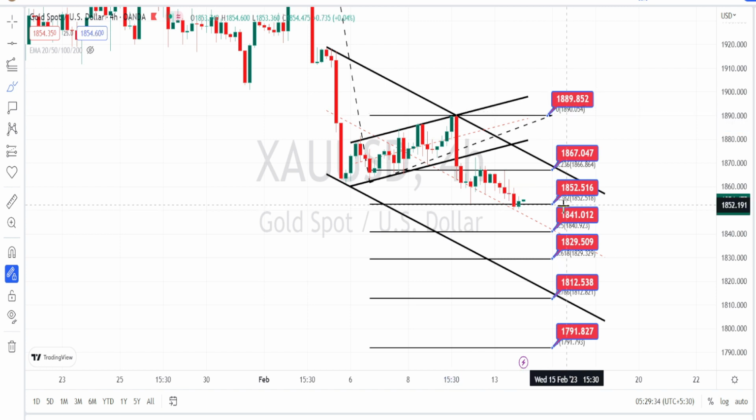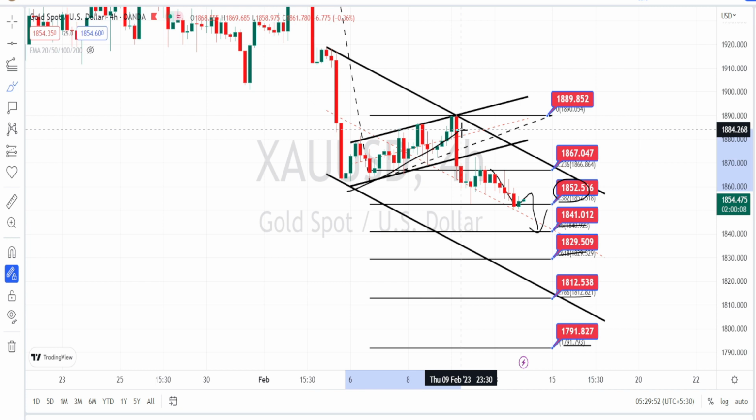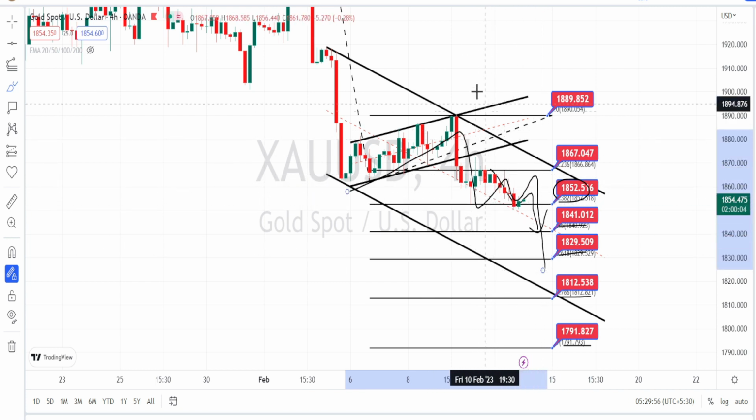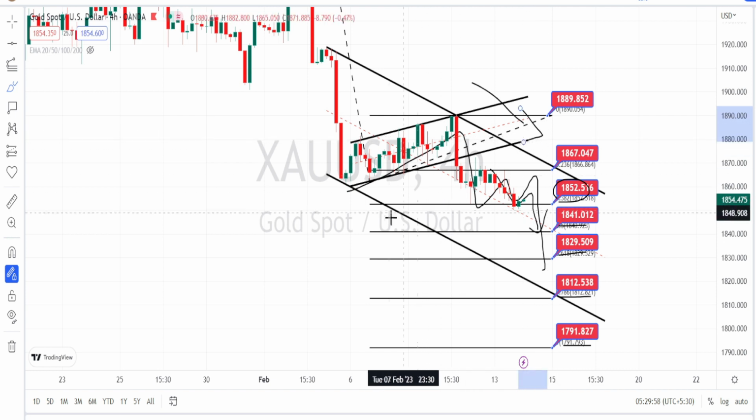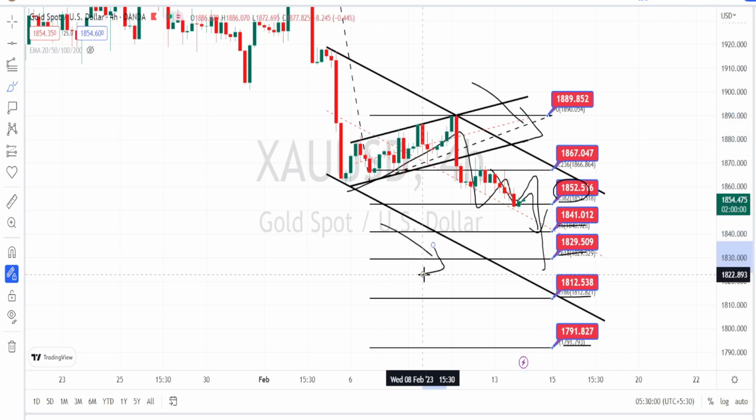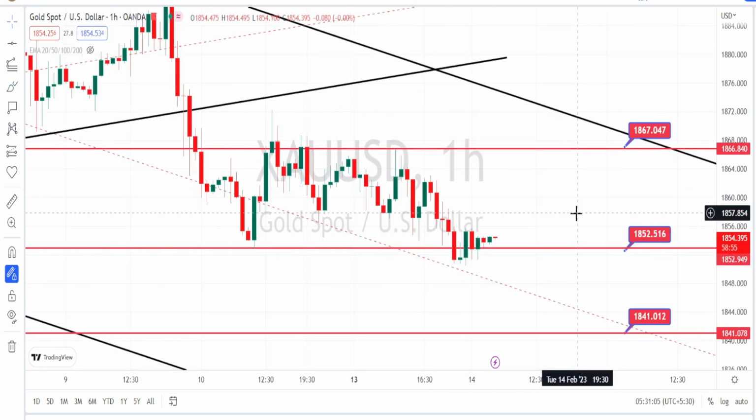And on the bearish side, if the price action breaks the support level of 1852, we can expect the bearish trend to continue, and the next levels of support are going to be around 1841, 1829, 1812 and 1791. And the overall trend of the price action is still a bearish trend as long as it is trading within this bearish channel pattern. Let us look at the price action in the hourly time frame. I'm in the hourly time frame.